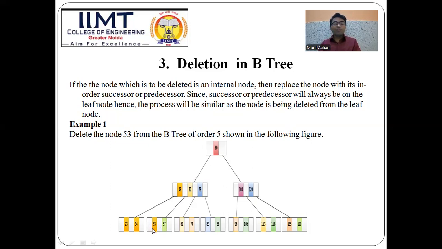We want to delete 53, but there is only one key element in this node. So we can't simply delete 53 because of the property of the B tree, which requires a minimum number of keys, m by 2, where m is the order.